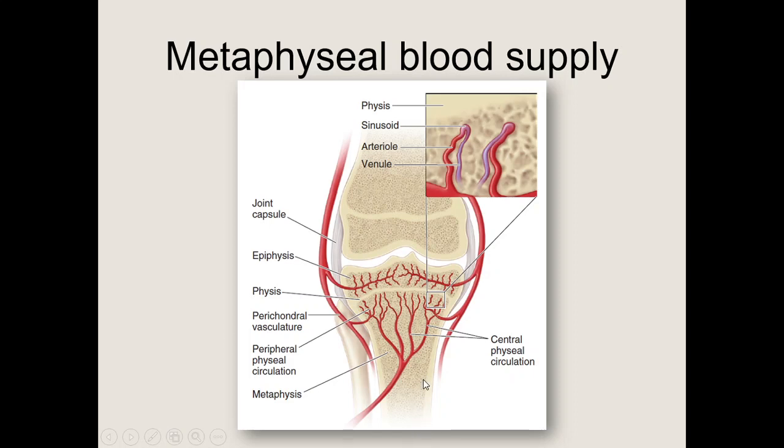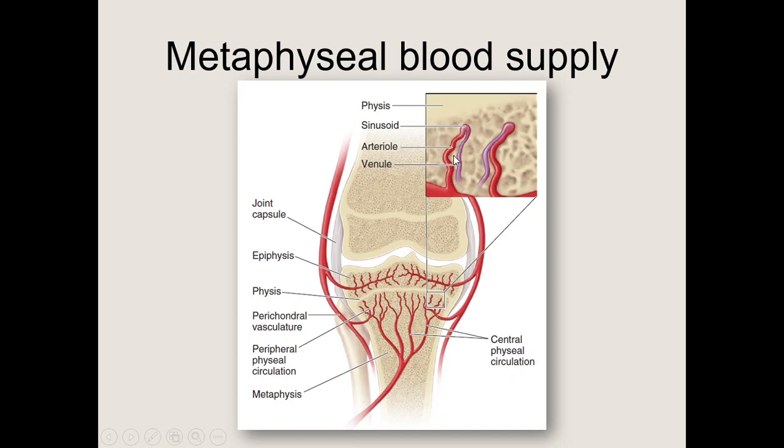So when you take the vascular supply of the metaphysis, you will notice a few peculiarities. So the first peculiarity is that when you see this metaphyseal blood supply, they are having the sinusoidal pattern of arrangement.